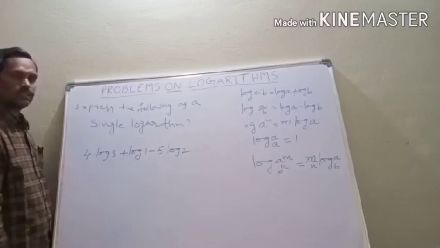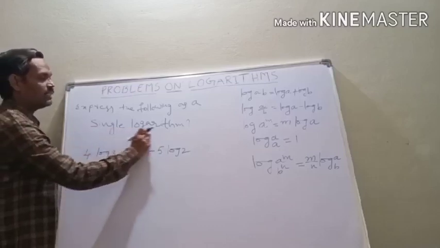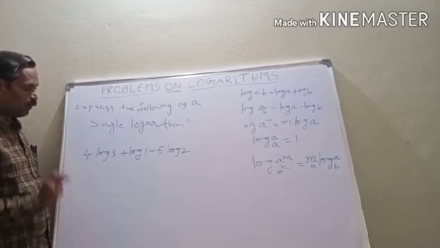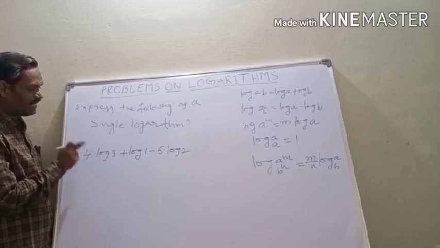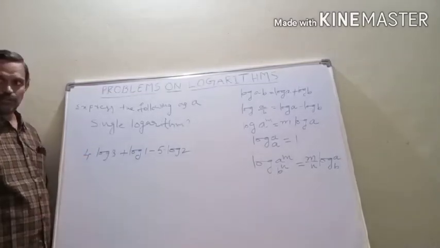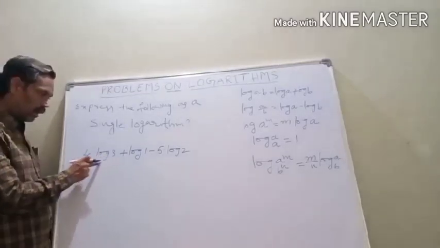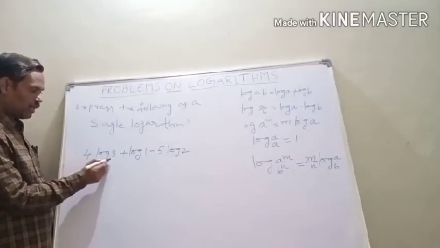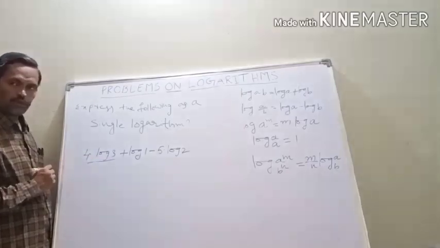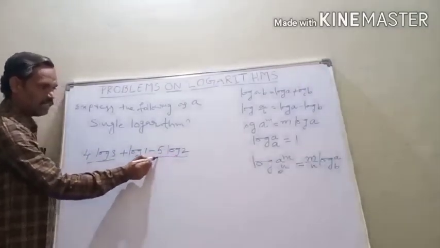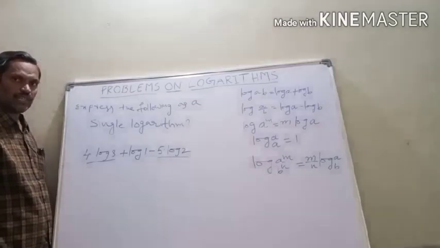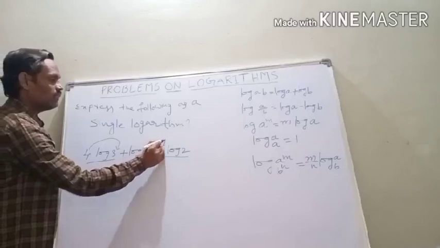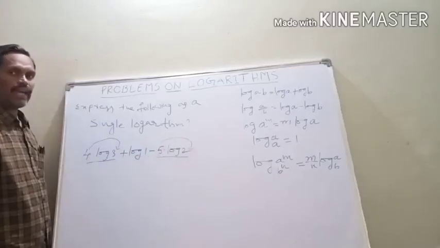These three logs can be expressed as a single logarithm. Before that, you have to identify whether any logs contain coefficients. You have to identify any logs that contain coefficients. So if you observe this one, this log contains a coefficient as well as this log also contains a coefficient. So this coefficient becomes the exponent. Similarly here, 5 also becomes the exponent.